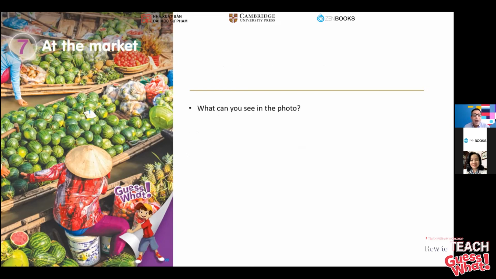Let me know in the chat box, what can you see in the photo? Go ahead and type in the chat box now, a little chance for interaction. I'd like to know from you guys, what can you see in the photo? Absolutely. I see fruit. What kinds of fruit can you be? I see women. I see watermelon. Absolutely. Give me some more.